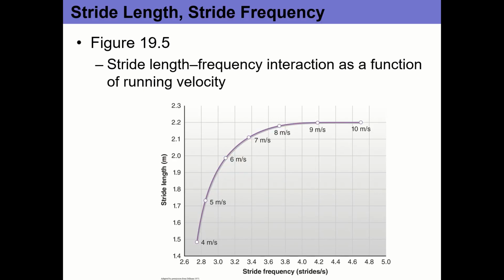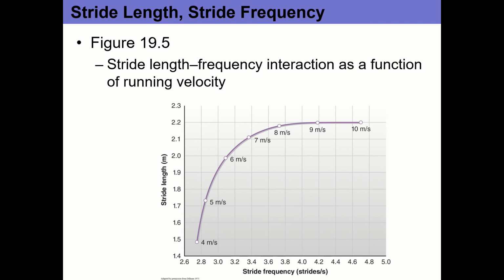All right, stride length, stride frequency. How fast we run is a product of these two things: the combination of stride length, which is how far you go with every step, and stride frequency, which is how many steps you take in a given unit of time. That may be per minute, for example, or in this case, potentially per second. Yes, it is strides per second. So stride length, how far you step; stride frequency, how many steps.